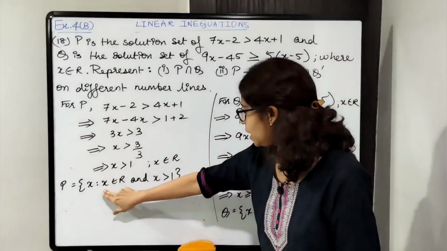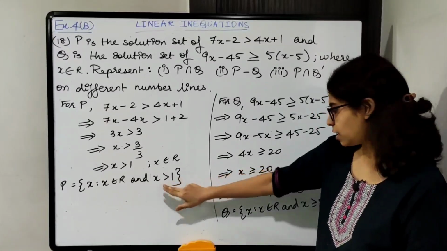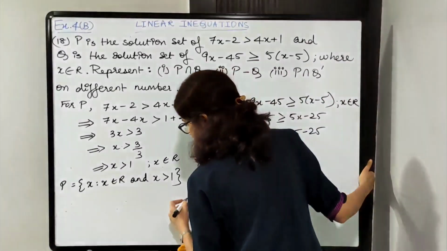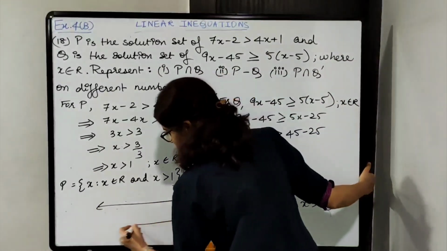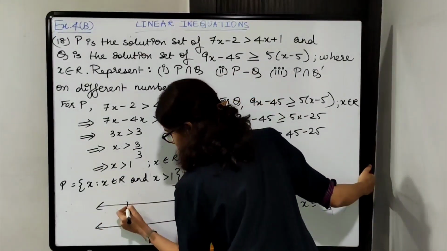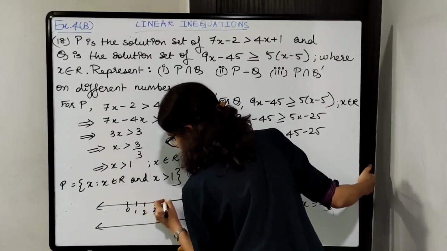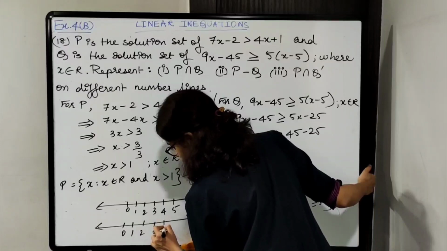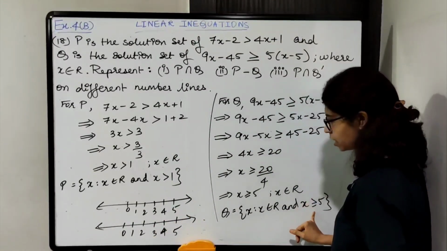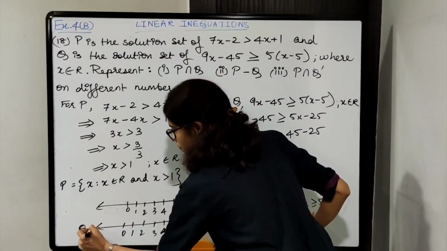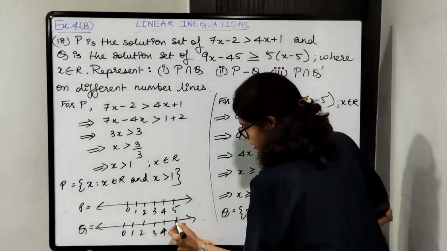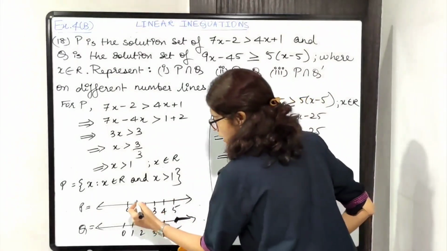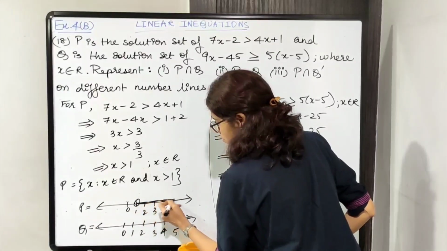So P we have x greater than 1 and यहाँ पे x greater than or equal to 5. Okay, so I'll just draw a rough number line for P and Q. So 0, 1, 2, 3, 4, 5. यहाँ पे 0, 1, 2, 3, 4, 5. So this is greater than or equal to 5 for Q. It is greater than or equal to, so 5 is included. 5 से greater कुछ भी हो सकता है. यहाँ पे greater than 1, so 1 से greater. 1 is not included.